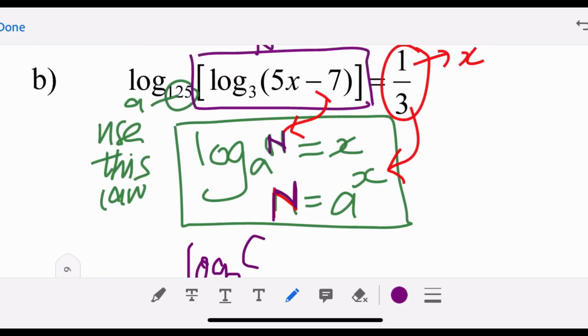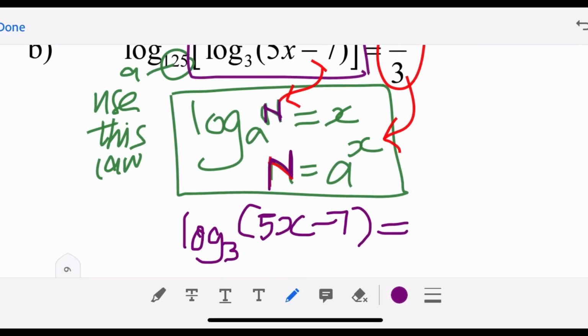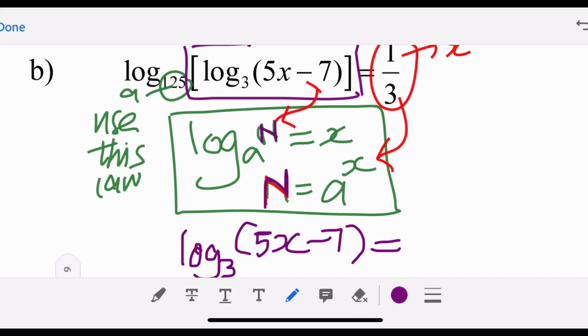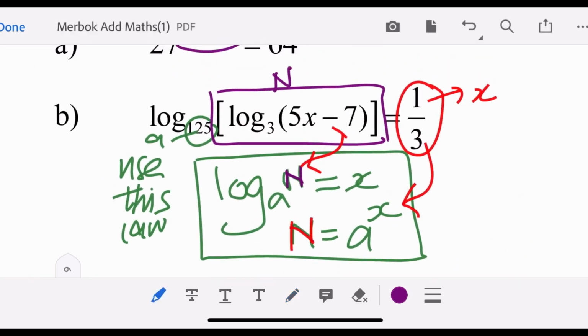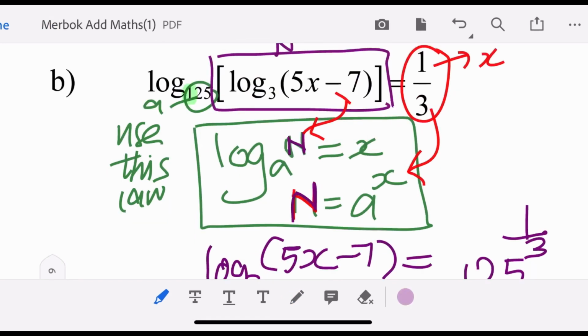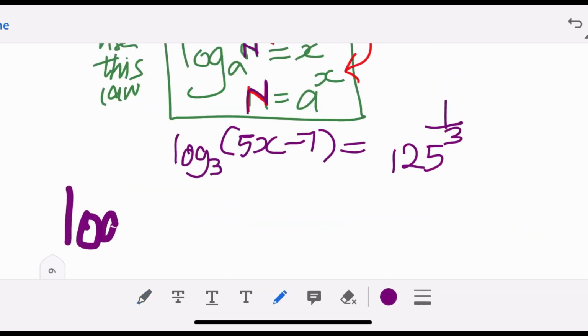So we copy down the purple color one, log base 3 of 5x minus 7, is equal to the base 125, right? And the power is 1/3. So it looks like you are applying the right law, and you can simplify further before you apply the law of logarithm another time. So let's see, 125 power 1/3, you should get the answer 5.